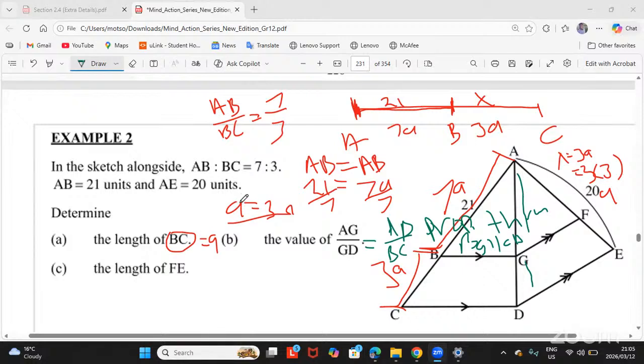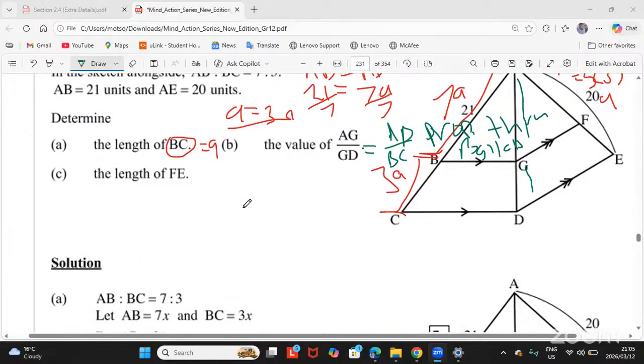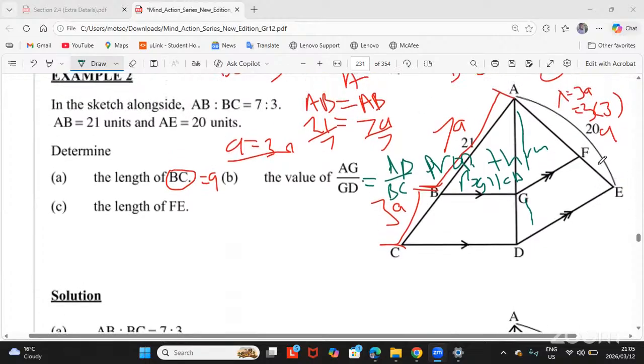Sorry for that. And then we can go to the last one, in which we are required to find the value of FE. So where is FE? Here is FE. This is an interesting question. Now, how are we going to find that one? Let me erase this mess here.